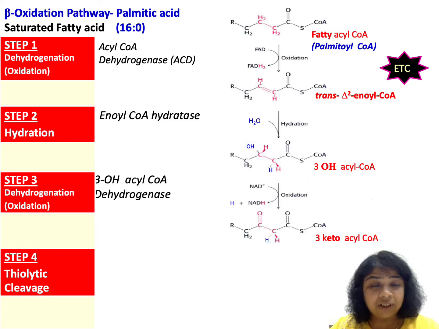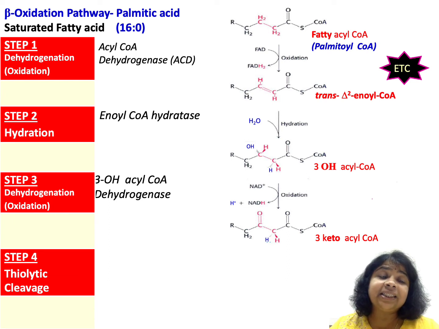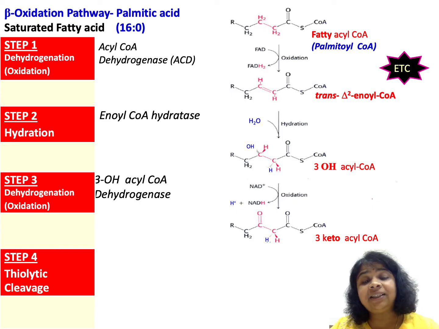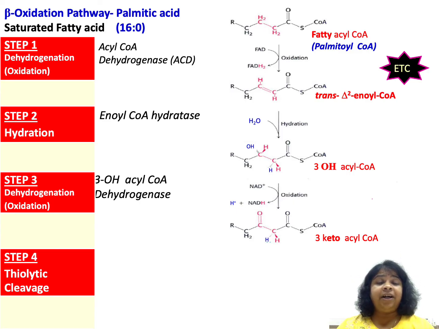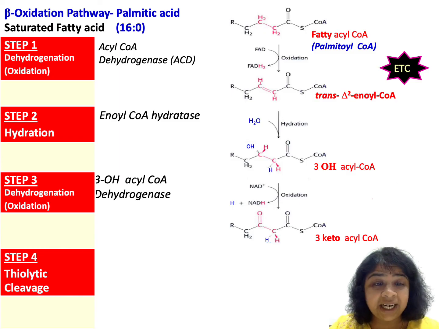Next step is again oxidation. The enzyme is beta hydroxy acyl CoA dehydrogenase. Here the acceptor of hydrogen is NAD, again the coenzyme form of the vitamin niacin. NAD is getting reduced to NADH and H plus, and the beta hydroxyl group is getting oxidized to form a keto group.